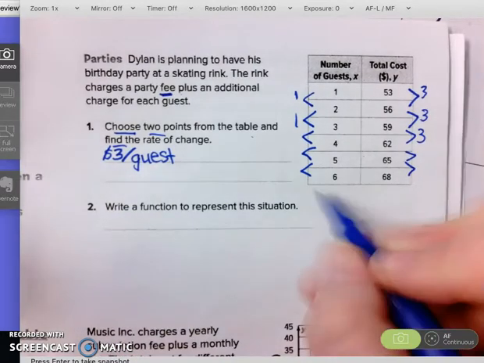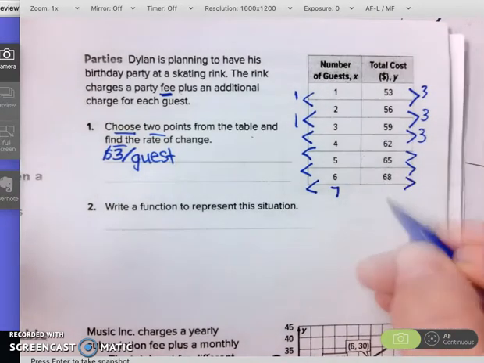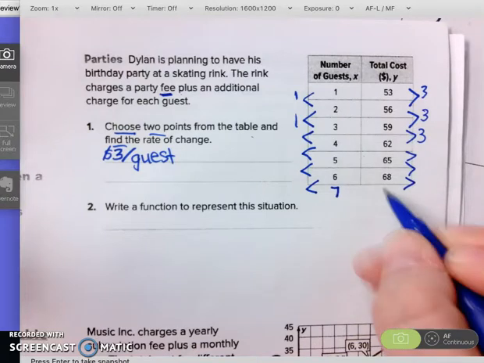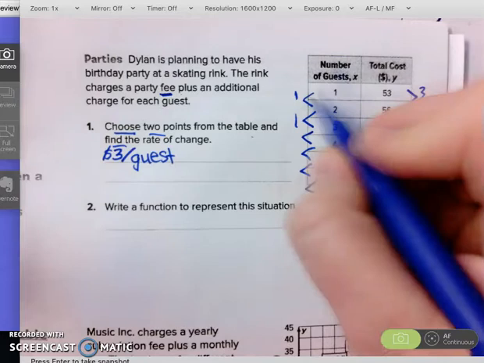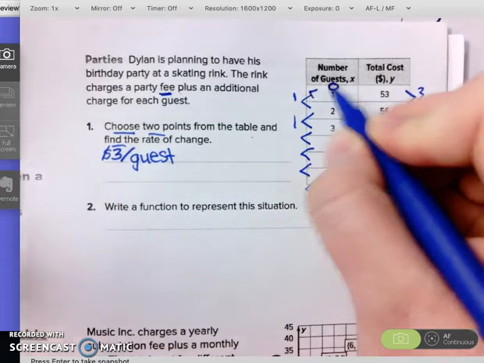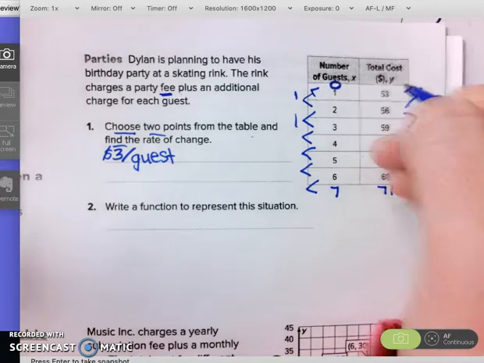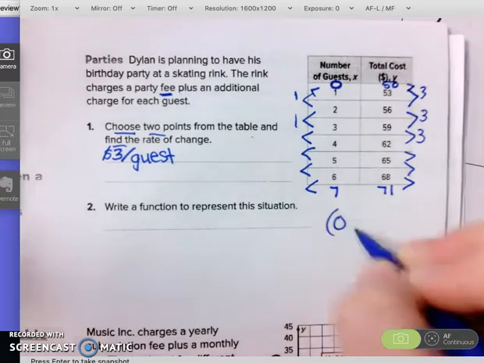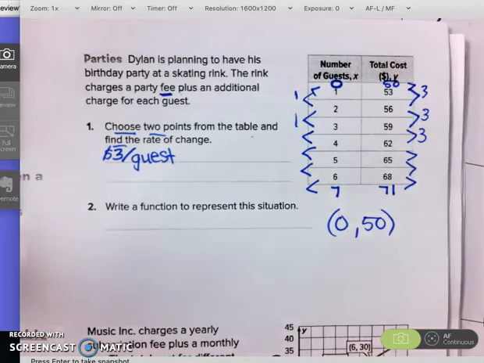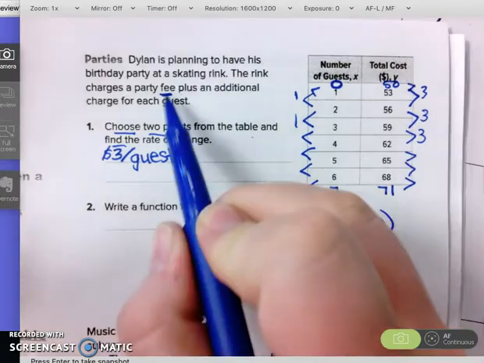Just like before, if I wanted to add another guest, I could say 7, and then I would just add $3 here, right? And it would be, what, 71? Just like doing that, I can subtract 1 here to get to 0. And that's my goal, to get 0 and a number. So I'm going to subtract 3 on this side to get 50. So now I have an ordered pair of 0, 50, which is my y-intercept. That is my initial fee. I'm looking for that.